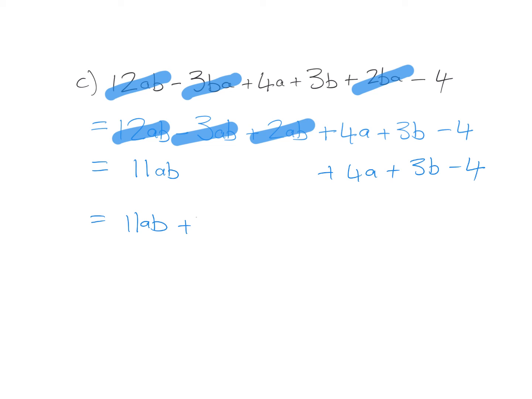11AB plus 4A plus 3B, take away 4. And that is collecting like terms.